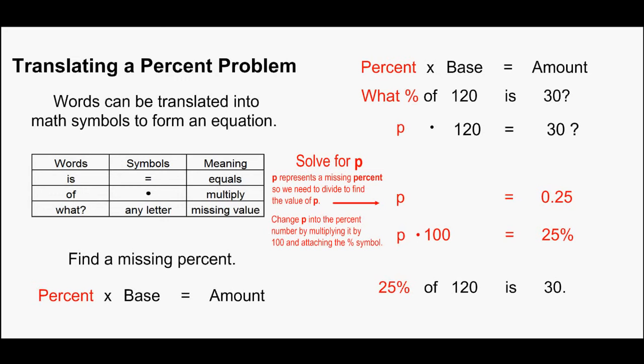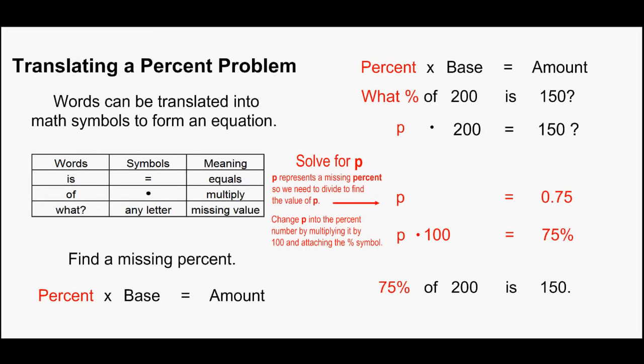P equals 25 hundredths. This is the decimal form of the percent, which now you will need to change into the percent number. Multiply the value of P by 100 and attach the percent symbol. 25%. 25% of 120 is 30.